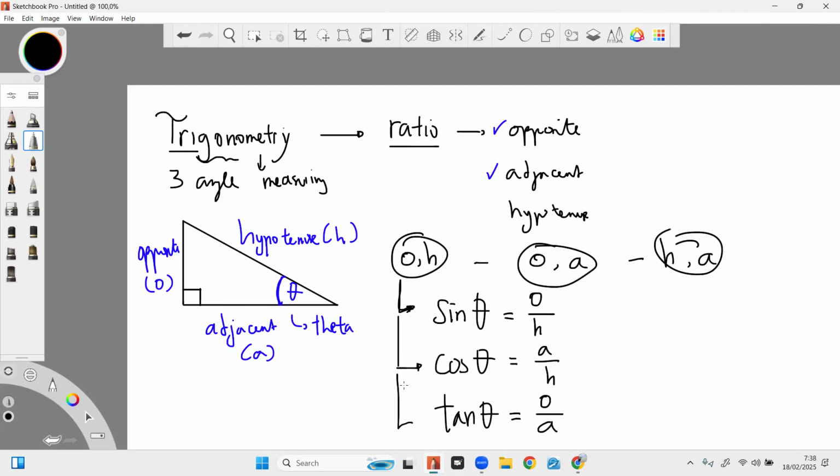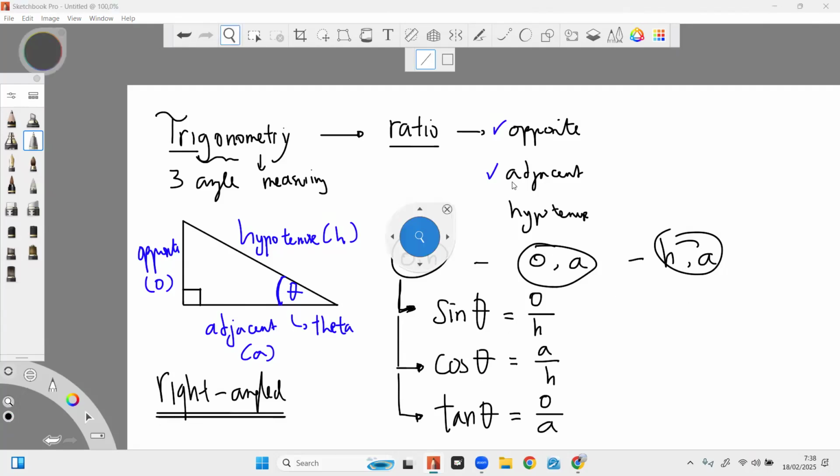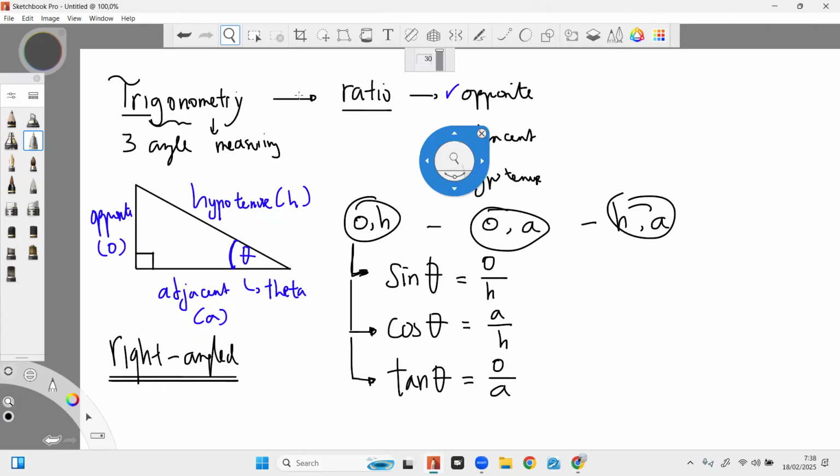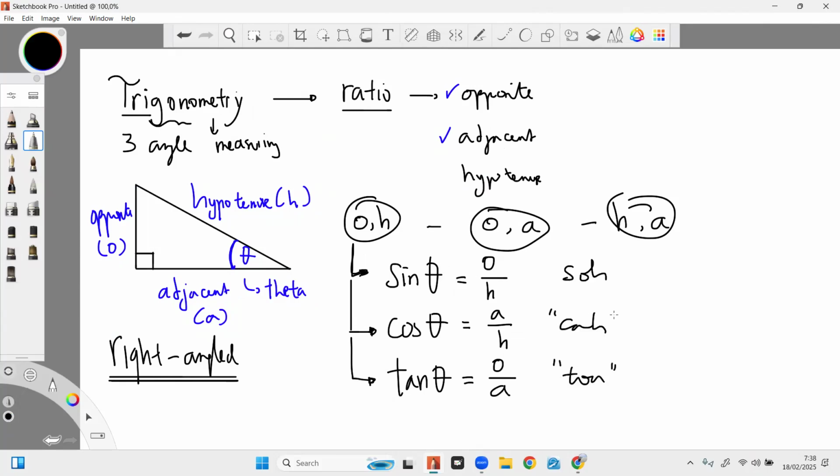These three comparisons are mainly used in understanding the right angle triangle. Focus on the right angle triangle. But furthermore, we can use them in a non-right angle triangle, which is called a scalene triangle. Since this is an overview, I don't want to go into the detail. The memorization is SOH CAH TOA. Just read it like that.